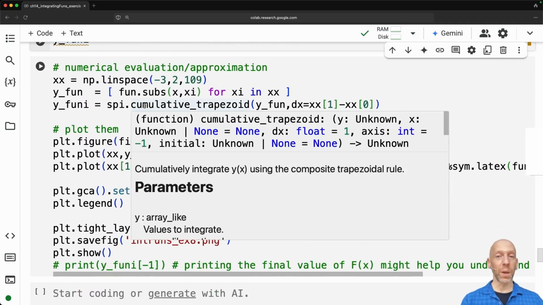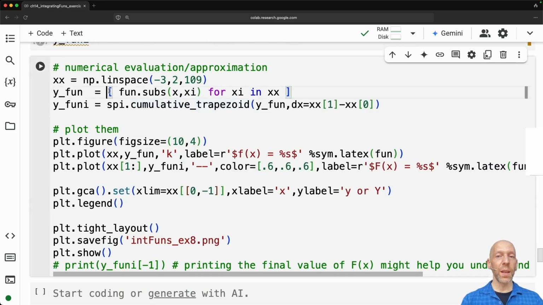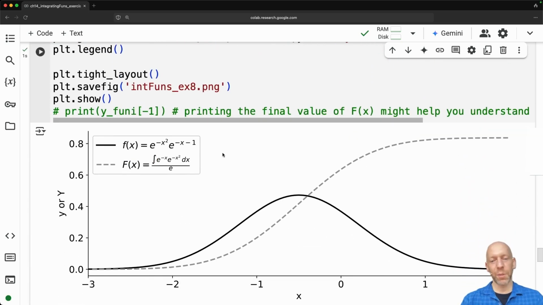So therefore, what I'm going to do is use list comprehension and substitution to get the values of the function. These are not the values of the integral of the function. They are the values of the function itself. And then I'm using cumulative trapezoid to actually get a numerical approximation of the indefinite integral. Then I'm visualizing them like this, as you saw in the figure in the book.